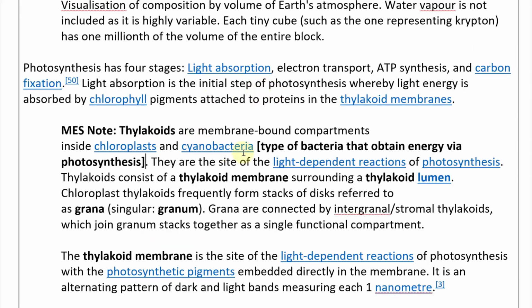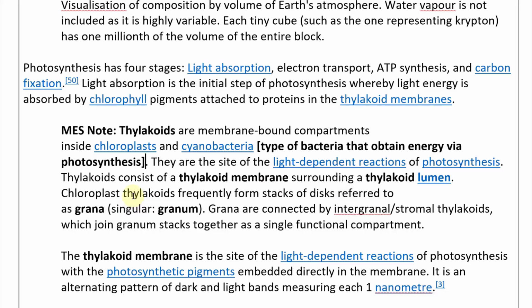Here I just added a brief note on cyanobacteria. I think that's how I pronounce it. It's a type of bacteria that obtains energy via photosynthesis, and we'll go over bacteria later in this video. They are the site of the light-dependent reactions of photosynthesis, and thylakoids consist of a thylakoid membrane surrounding a thylakoid lumen, where lumen means inside a membrane, tube, opening, or vessel.